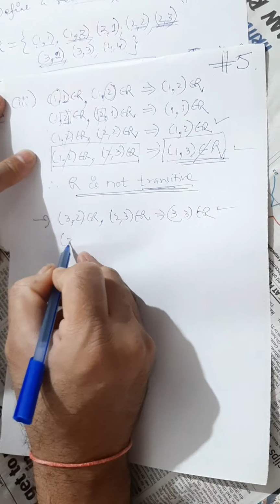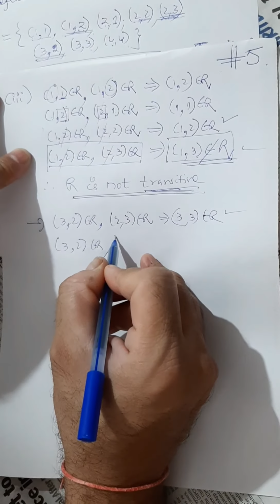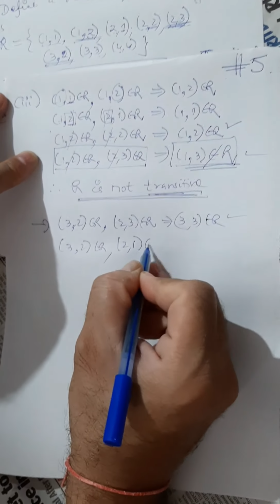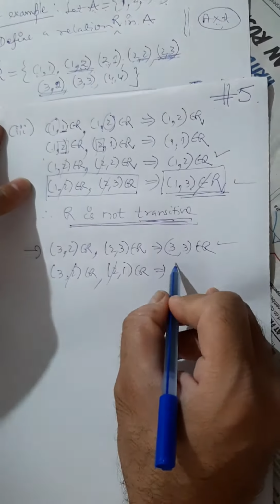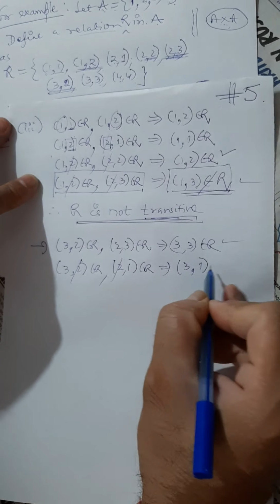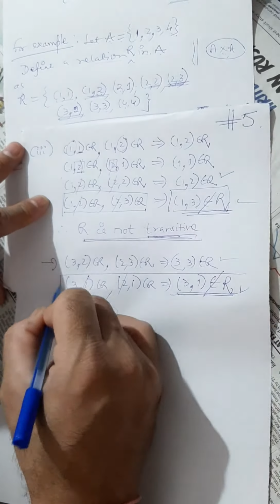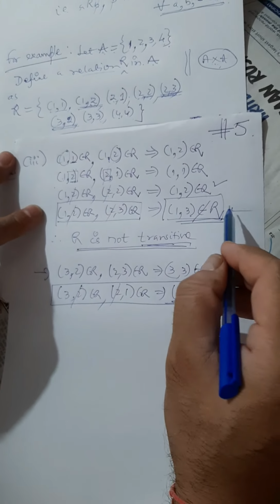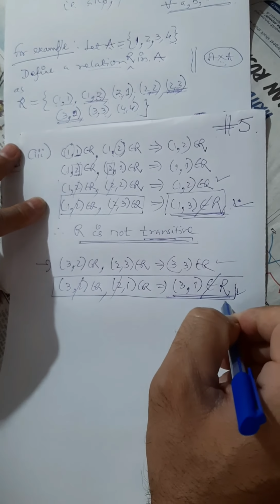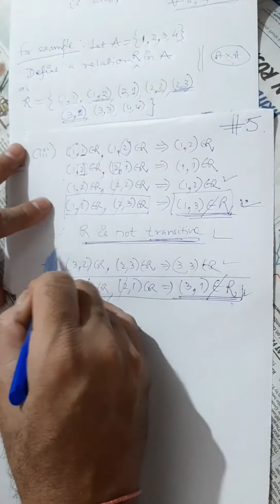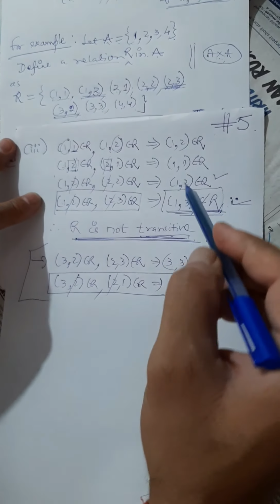even this 3 comma 2 is in R, and if I take 2 comma 1, that is also in R. But if I drop this common one, 3 comma 1, probably this is also not there in the relation. So here also you can say that it is not transitive, right? From this or this one, any one will suffice to show that this is not transitive. This is one more illustration I have given.